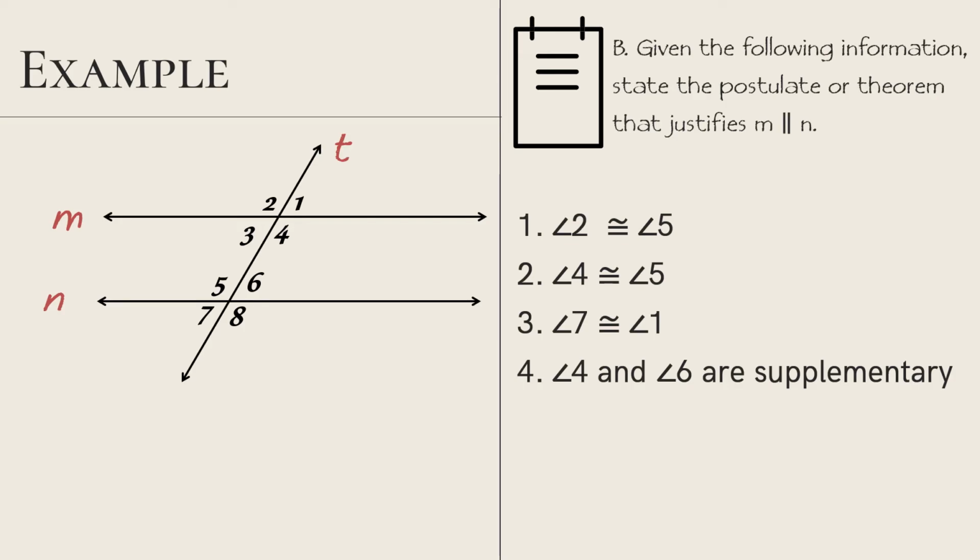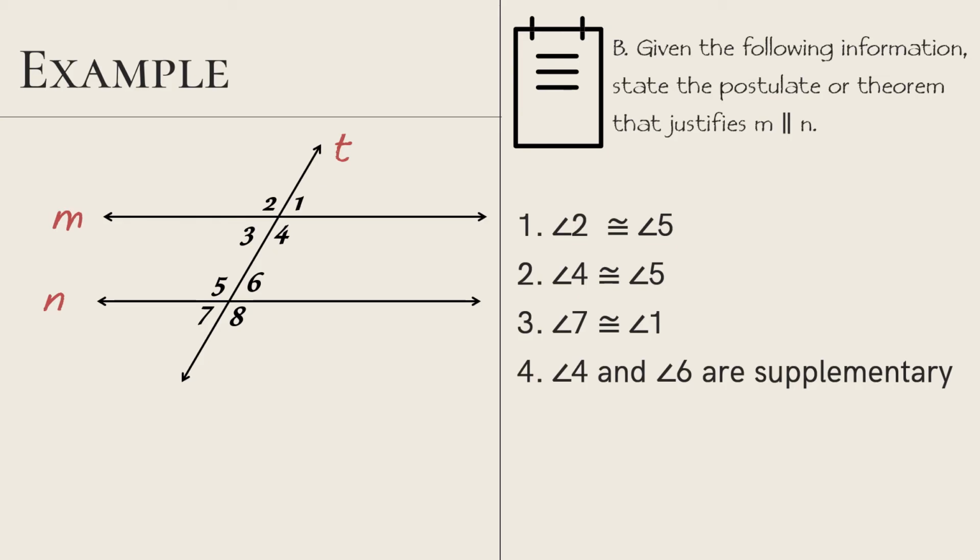Given the following information, state the postulate or theorem that justifies M is parallel to N. For this part, it is just like working backwards. We have to state the postulate or theorem that justifies that the two lines are parallel given the following information.